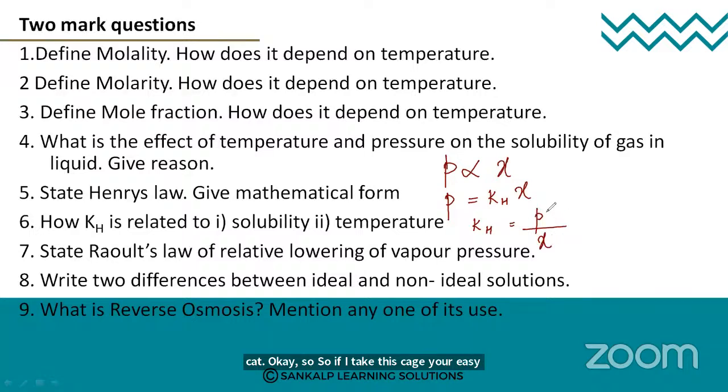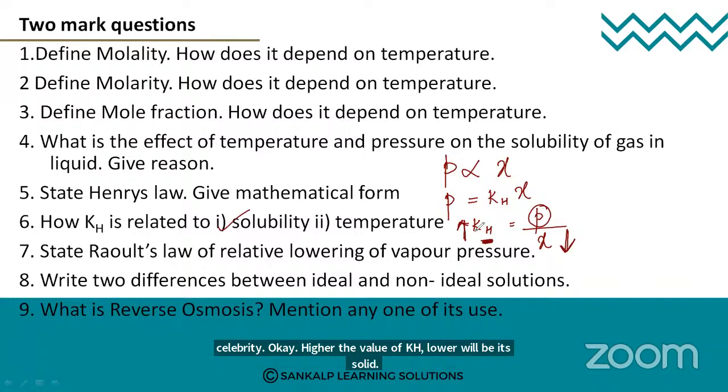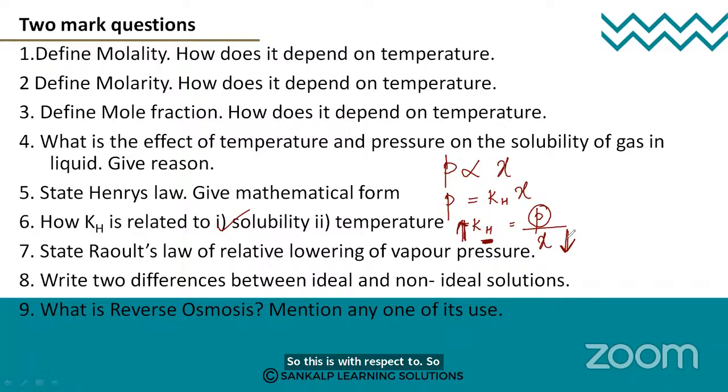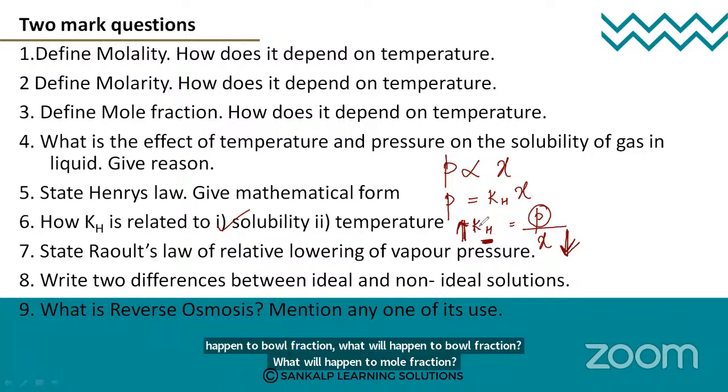If you keep this pressure constant, then your Henry's constant KH is inversely proportional to chi. That is, the higher the value of KH, the lower will be its solubility. So this is with respect to solubility. As your KH value increases, what will happen to the mole fraction? What will happen to solubility? Solubility will decrease.